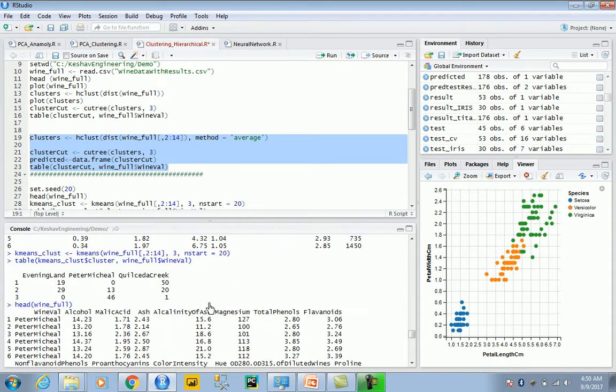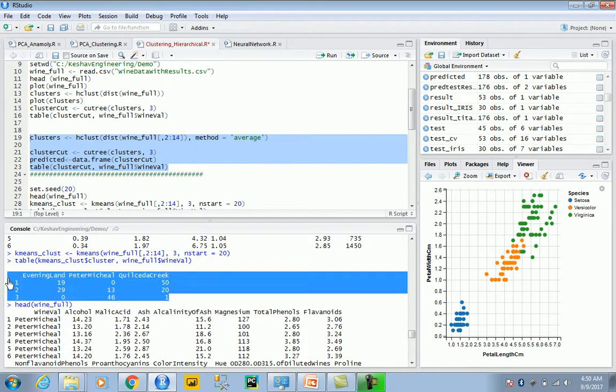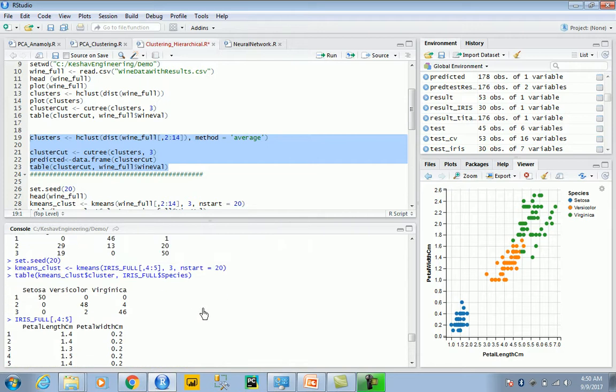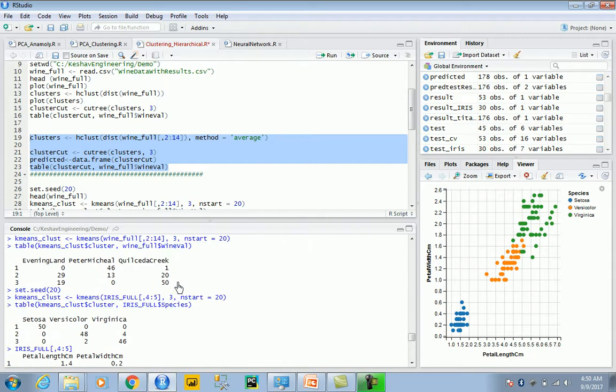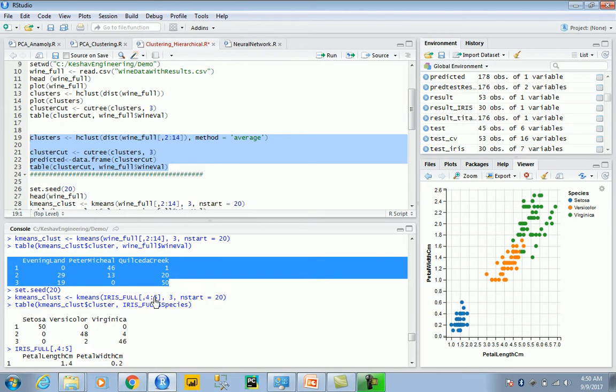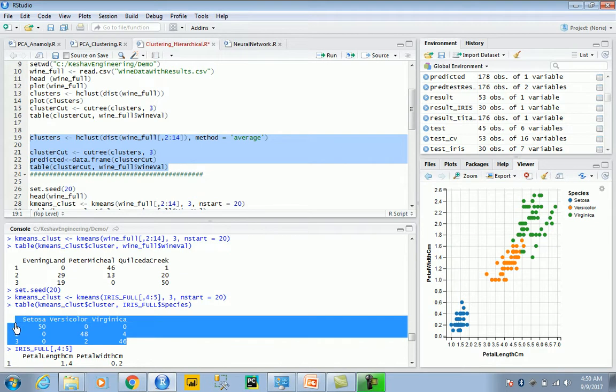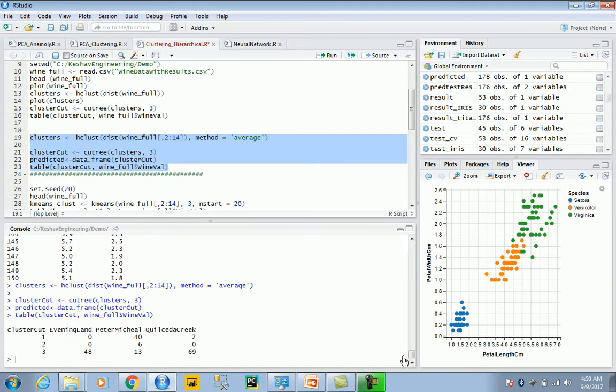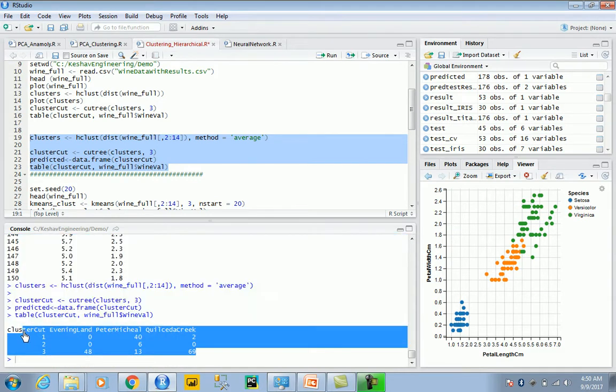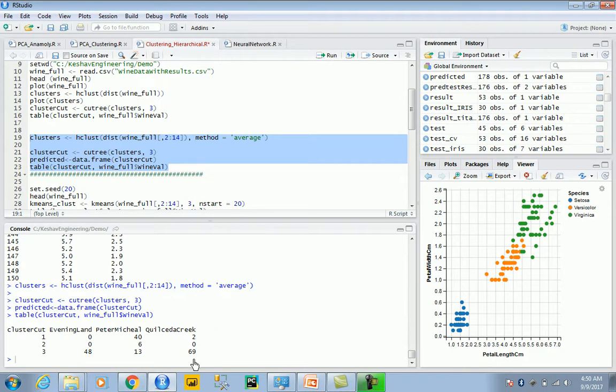The kind of results that we achieved with our k-means cluster, we were all over the place. This was the k-means clustering result for the 3 wines. We did reasonably well for the Iris data set with k-means, but with wine, if you can see here with hierarchical clustering, we have done much better. We have Chalcedon Creek 70 identified, Peter Michael 40, and Evening Landing 48. We just missed out on a couple of them, but we have done reasonably well.